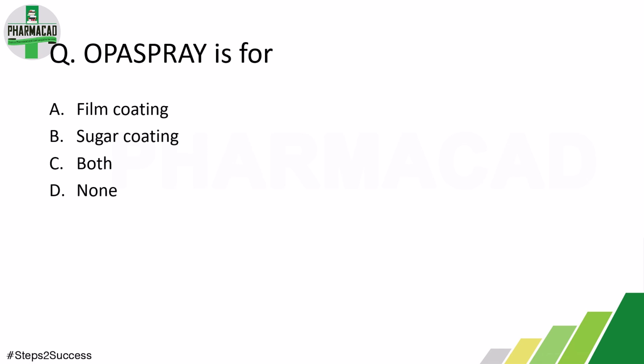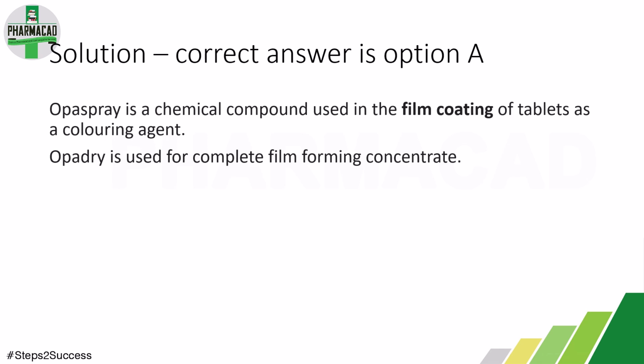Next question is opaque spray. Opaque spray is used for option A, film coating, option B, sugar coating, option C, both, option D, none. The correct answer for the given question is option A, film coating. Opaque spray is a chemical compound used in the film coating of a tablet as a coloring agent, and opaque dye is used for complete film forming concentrate. So you have to remember this point, what is used for what and where it is used.